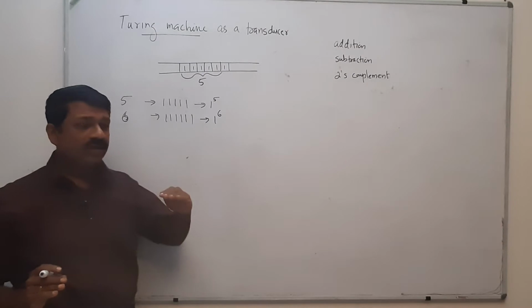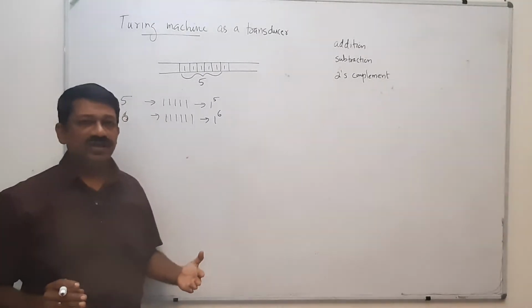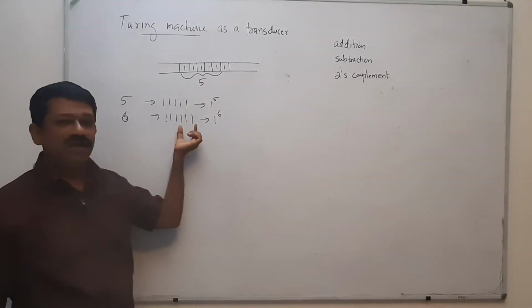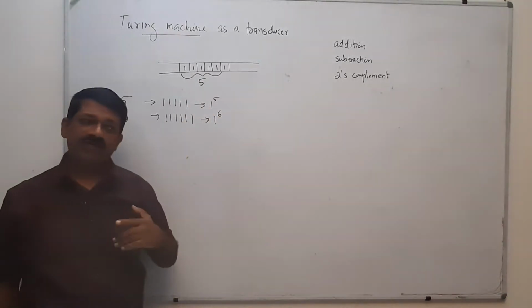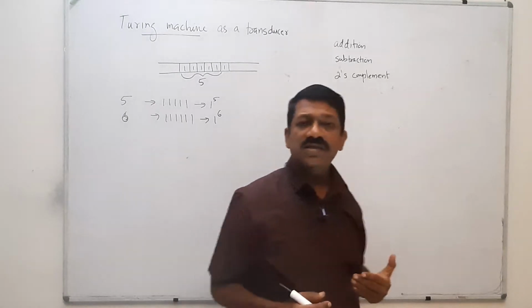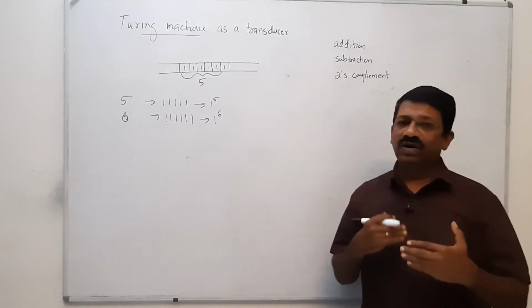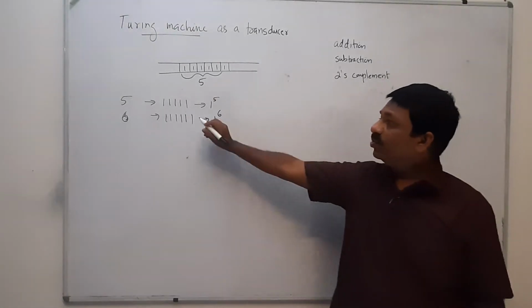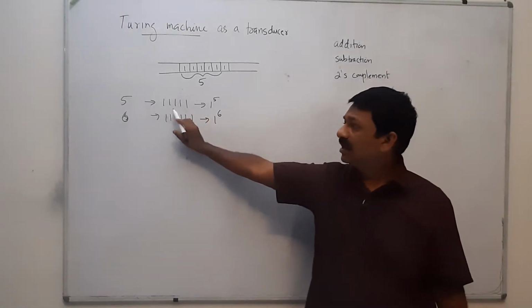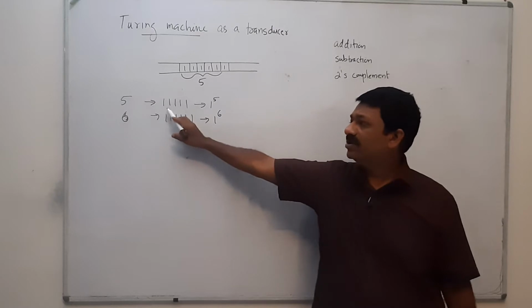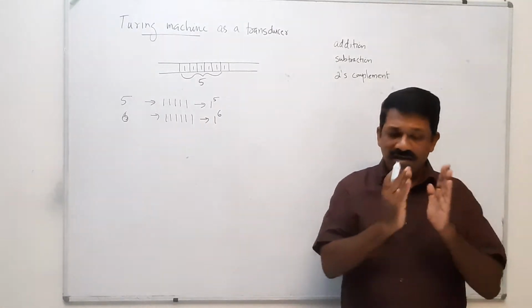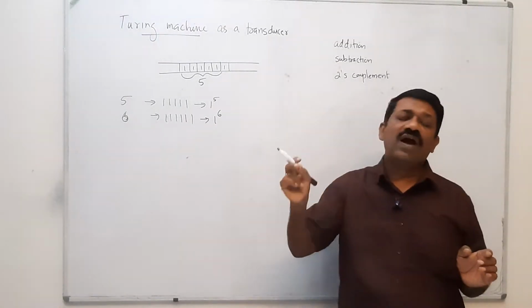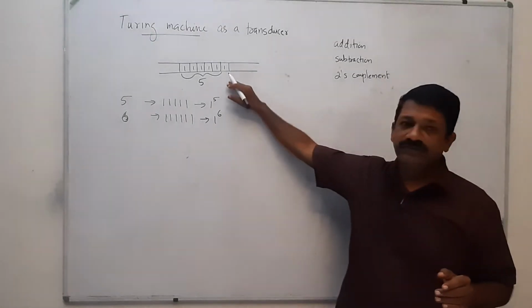And all the inputs to the Turing machine, if it is an integer, are represented by the unary number system. In the binary number system you have 0 and 1 as input symbols, whereas in the unary number system we have only a single symbol, that means only 1. And if you want to represent 100, then you have to print 100 ones on the tape.